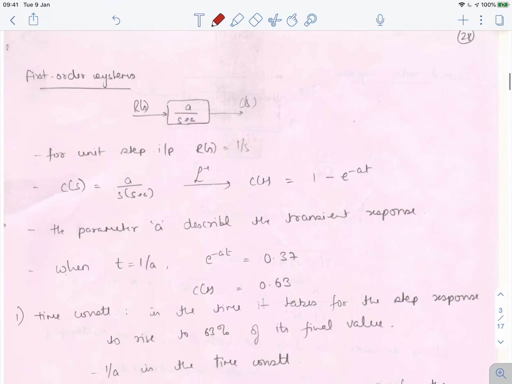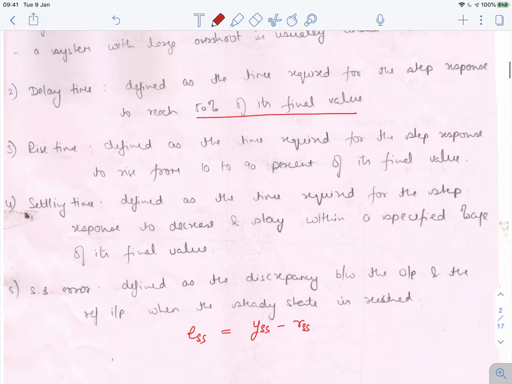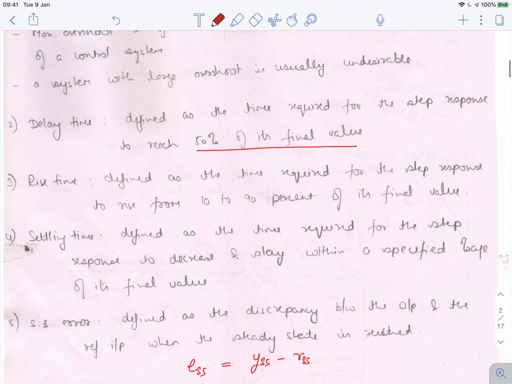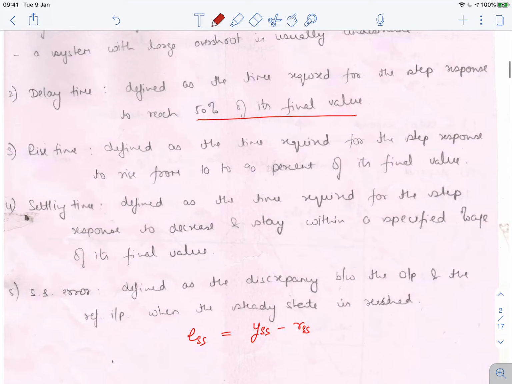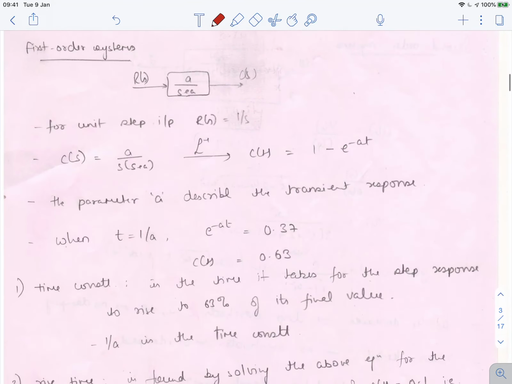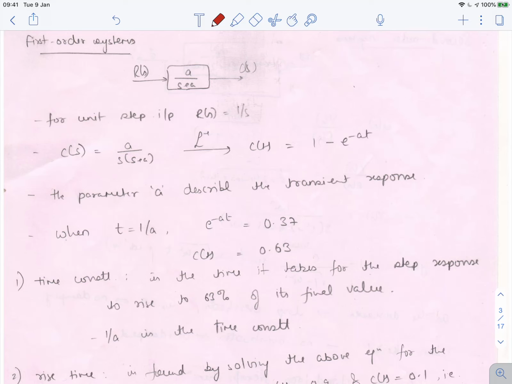So let's start our discussion with the first order system, that is, which specifications we could use to quantify the performance of the first order system. First of all, note here that I have defined the closed loop system, because I am using R of S and C of S, where R is my reference signal and C is the output of the system. The overall closed loop system you can define by a first order system, which is given here as A upon S plus A.